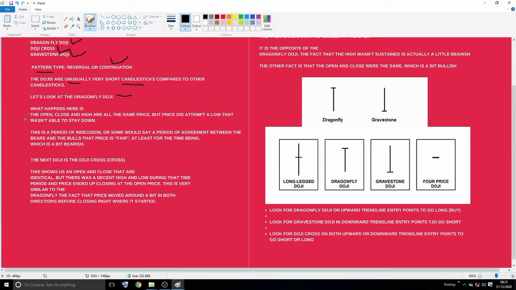Let's look at the dragonfly. What happens here is the open, the close, and the high are all the same price, but the price did attempt a low and wasn't able to do so. So the open and the close are the same, but the price did try to go down, but it came back to close on the same level. This can tell us that the market failed to sell. The market failed. It's looking to go up.